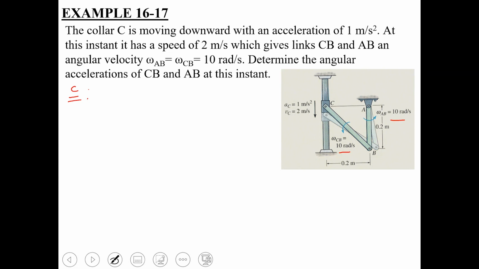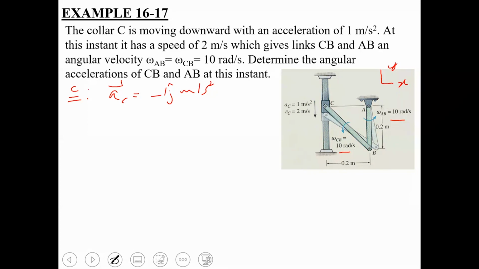This collar is moving downward at a speed of 2 meters per second and an acceleration of 1 meter per second square. So we can write the acceleration AC as minus 1j meter per second square. ठीक है? Acceleration of point C हमें known है. So we have written that acceleration vector as shown to you here. Okay, then we are going to move towards link CB, which is in general plane motion.